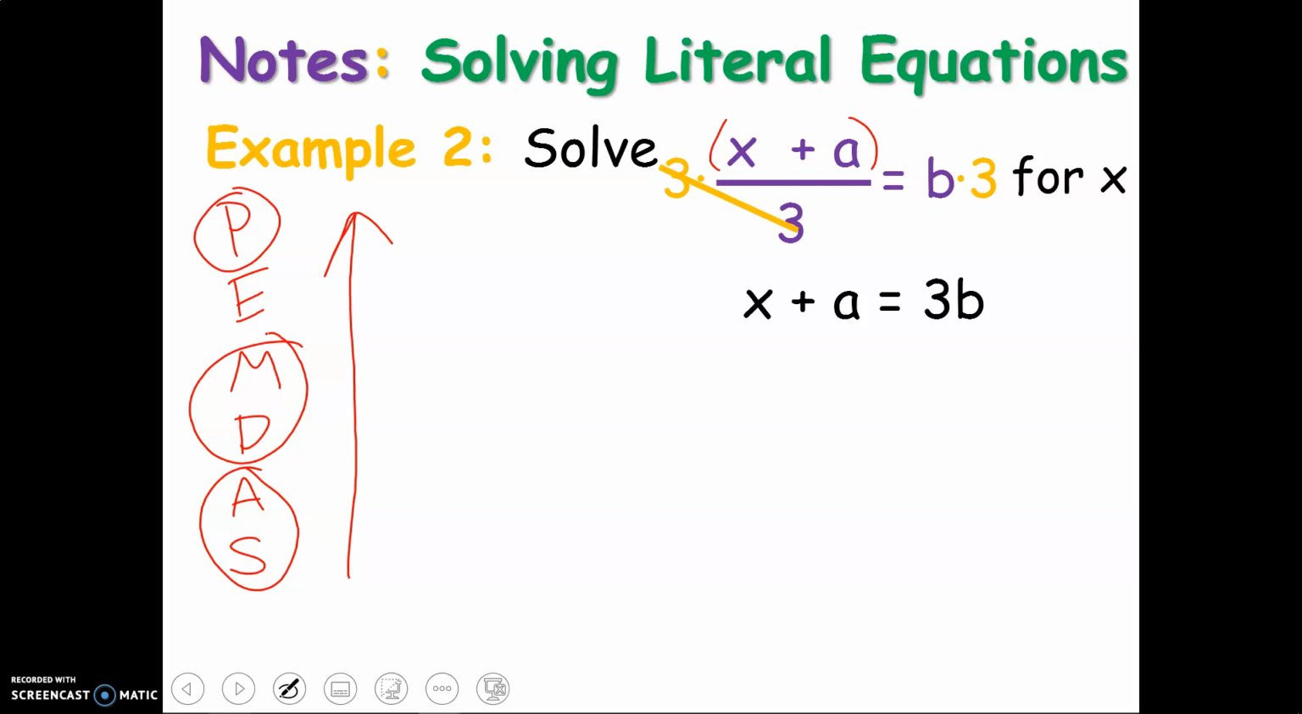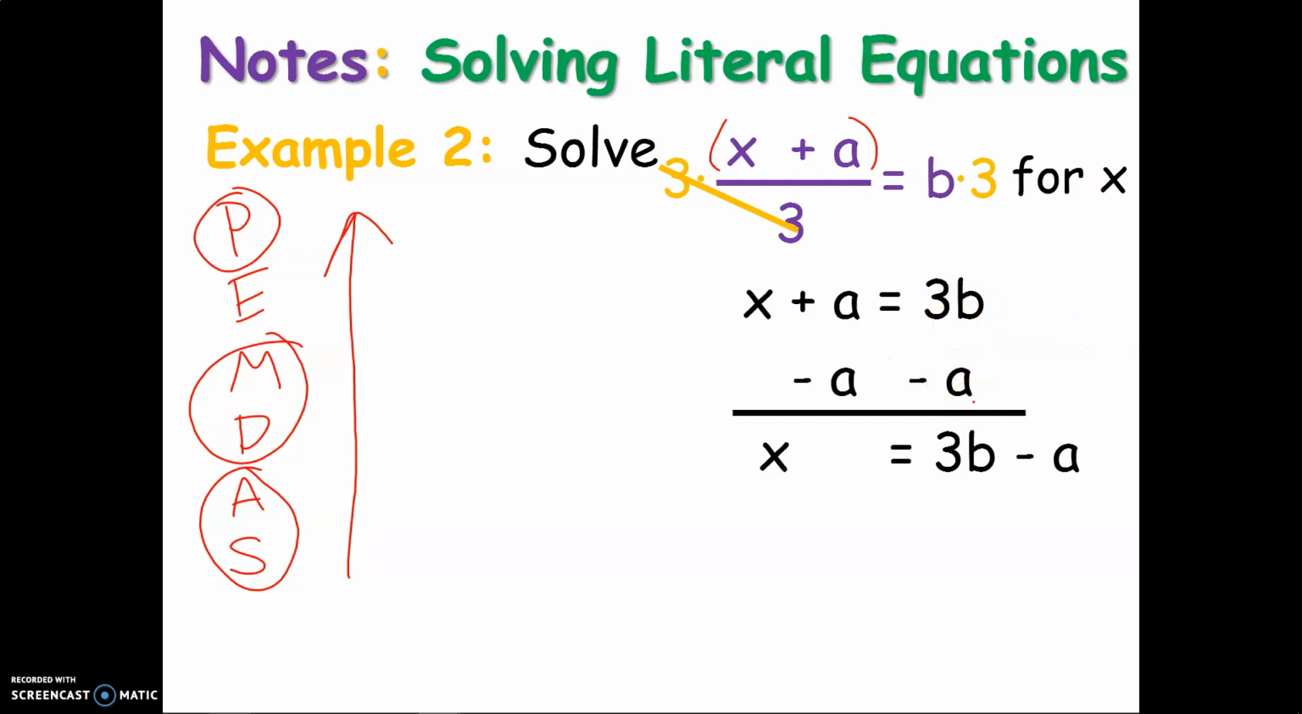Now note, our objective is to get the x by itself. Right now, we see that x is being added to an a. The opposite of plus a is minus a, so we subtract a from both sides. Note, we cannot actually combine 3b and minus a because they are not like terms, so we simply write them down. x is equal to 3b minus a, and that's our answer.